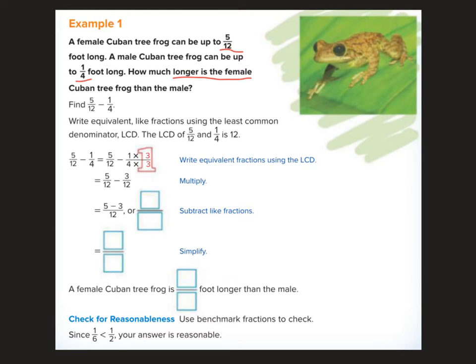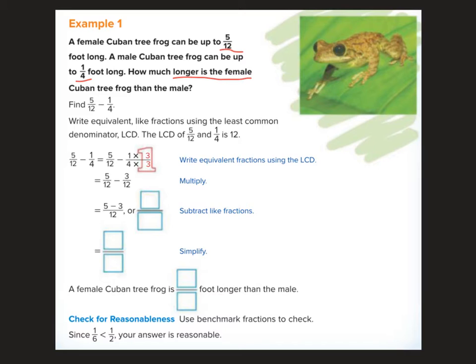So let's do our 10 and 2 strategy. So a female Cuban tree frog can be 10 feet long, and a male can be 2 feet long. How much longer is the female than the male? I'd take 10 minus 2, right? We know that because we're subtracting fractions today, but I think that 10 and 2 strategy really helps to figure out: am I adding, subtracting, multiplying, or dividing?